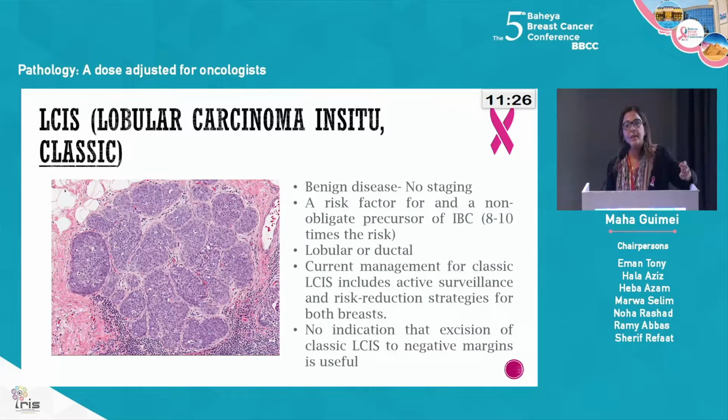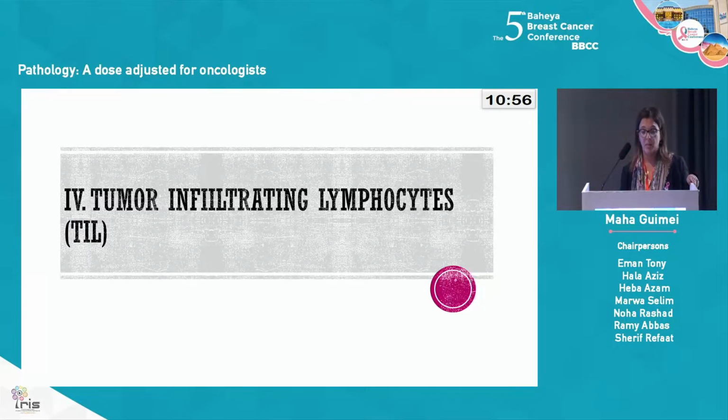اللوبيلر كارسينوما ان سايتو دي حاجه مش جديده بس عايزه اقولها it is not considered a TIS زي ما الدكتال كارسينوما in situ is considered DIS. lobular carcinoma in situ is no longer a malignant disease. It does not require staging. ما بنقولش عليها TIS. It is just a risk factor that tells ان الست دي has a high risk من 8 ل 10 times risk of developing breast cancer whether ductal or lobular in any of the two breasts مش بس في البريست اللي هو فيه ال LCIS and it does not require resection, does not require safety margins.